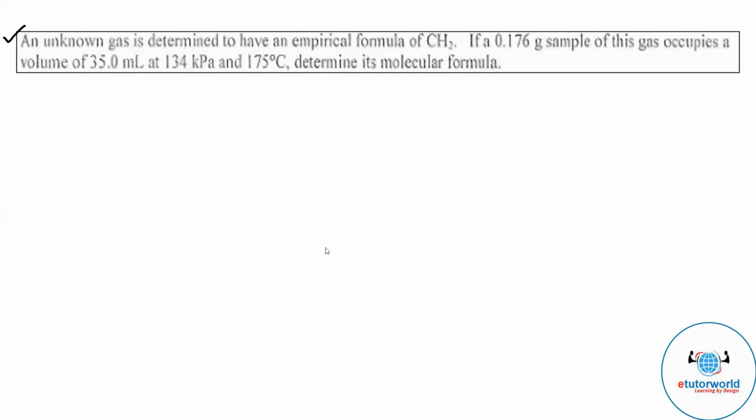Yes, sir. An unknown gas is determined to have an empirical formula of CH2. If a 0.176 gram sample of this gas occupies a volume of 35 milliliter at 134 kilopascal and 175 degrees Celsius, determine its molecular formula. Very good. Okay. Now, what is asked? So molecular formula is asked. What is given? Highlight the given data.